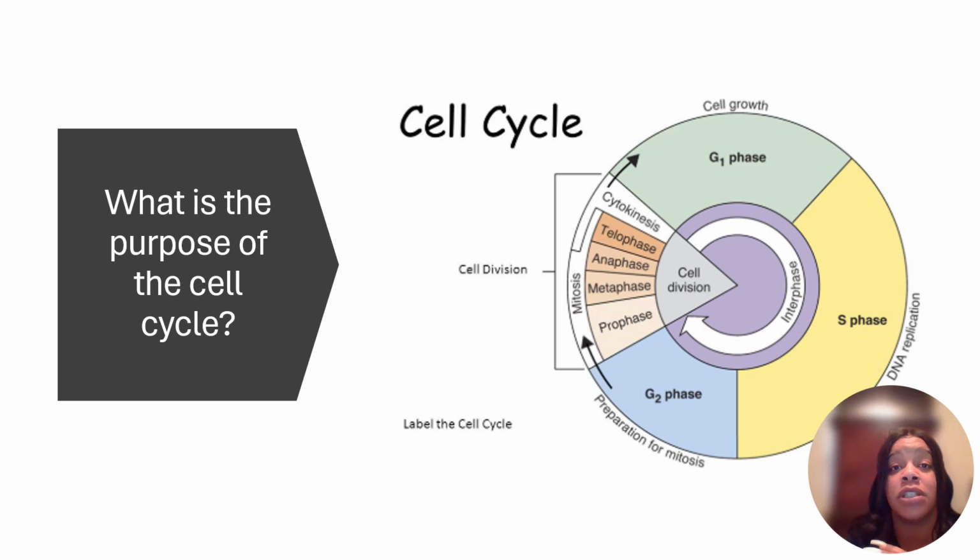According to Alberts, the cell cycle is a series of events that take place in a cell leading to its division and duplication. The cell cycle consists of several phases, including interphase, which is G1, S, and G2, where the cell grows and replicates its DNA, and mitosis, where the cell divides into two identical daughter cells. Overall, the cell cycle plays a crucial role in maintaining proper cell function and ensuring the accurate transmission of genetic information from one generation of cells to the next.